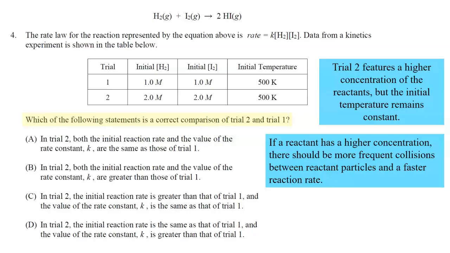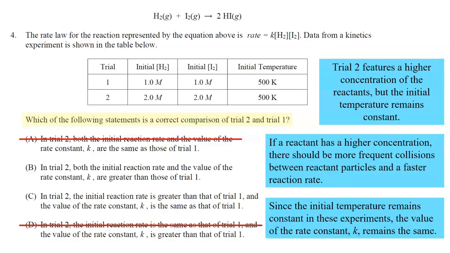So I'm going to go ahead and eliminate choice A, because in choice A it says that the rate of trial 2 and trial 1 are the same. And I'm going to eliminate choice D for the same reason. It says that the initial reaction rate in trial 2 is the same as that of trial 1. So now I've narrowed it down to either B or C, where it talks about how the initial reaction rate is greater than that of trial 1.